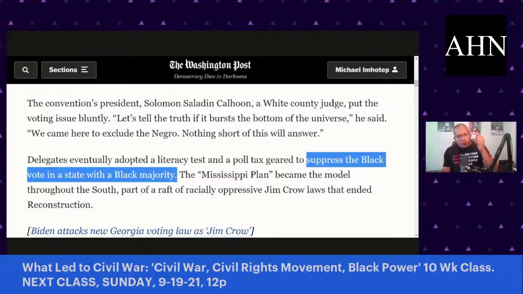So South Carolina is going to do the same thing in 1895 with their state constitution, Louisiana 1898, Alabama 1901. And they're imposing poll taxes, literacy tests, in some cases property, in some cases stipulating that you have to own property to be able to vote, etc., to lock African Americans out of voting.